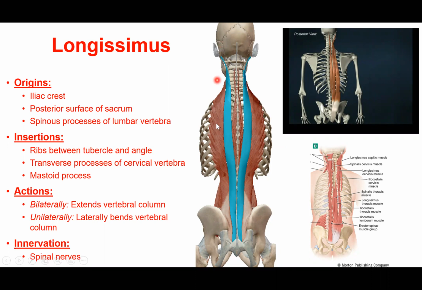So bilaterally, when they both work together, this is going to do vertebral extension. So sort of, again, starting into that back bend sort of motion. And then unilaterally, if one side contracts, it's going to laterally bend the vertebral column to the same side. So let's see this one in action.